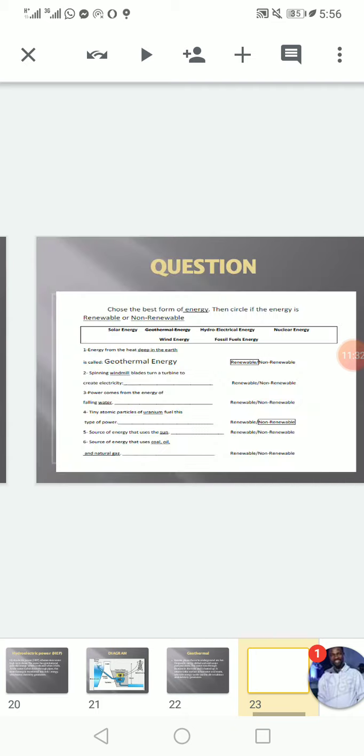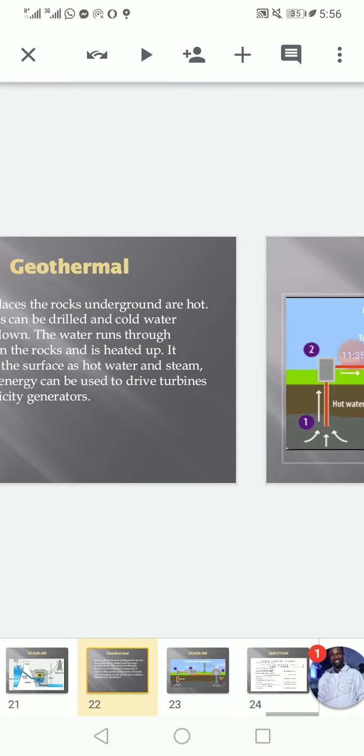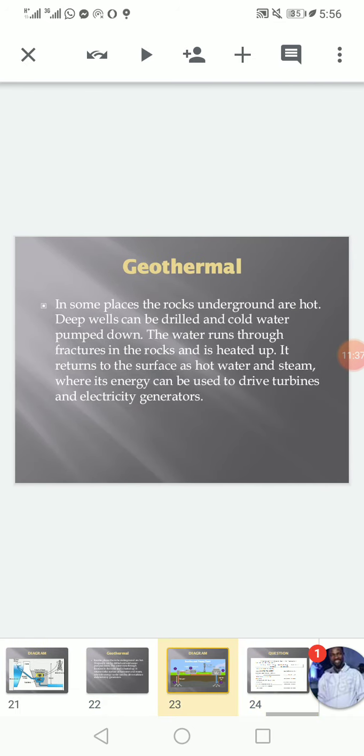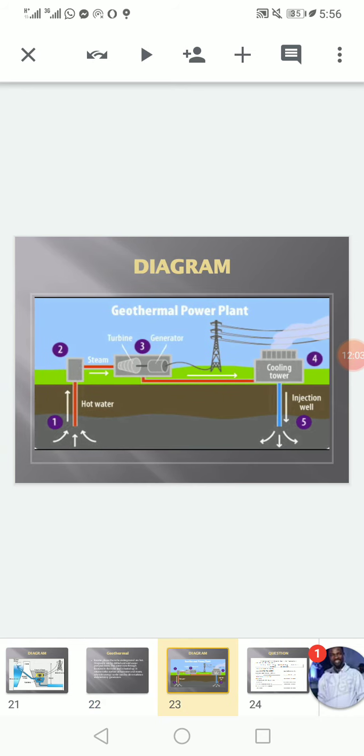Geothermal. In some places, the rock underground is hot, so deep wells can be drilled and cold water pumped in. The water runs through the fractures in the rock and is heated up. This returns to the surface as hot water and steam, where its energy can be used to drive turbines and generate electricity. This is the diagram of a geothermal plant.